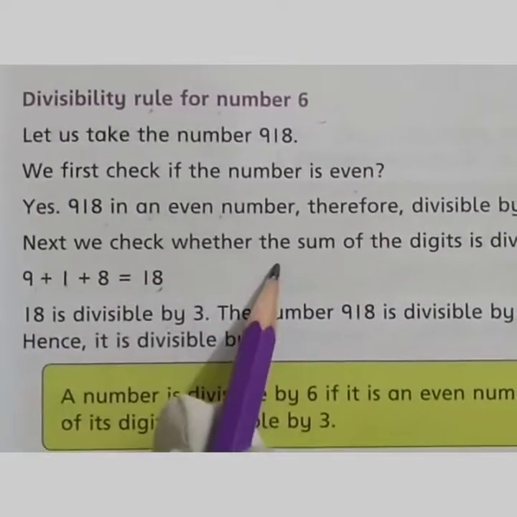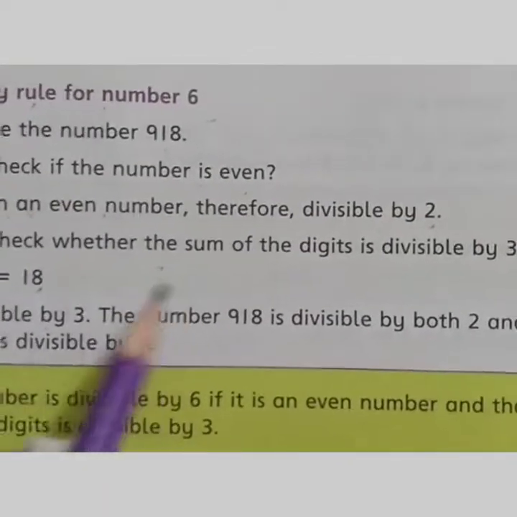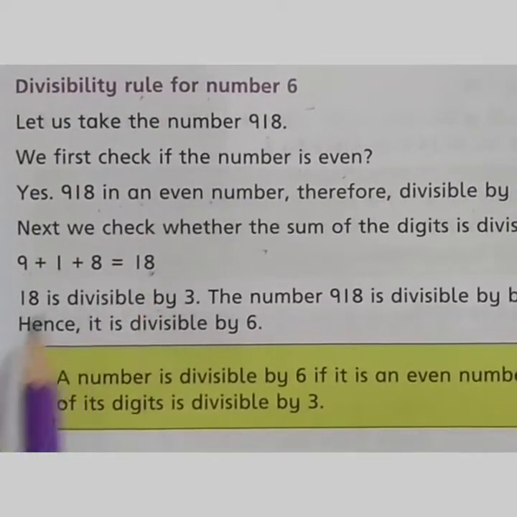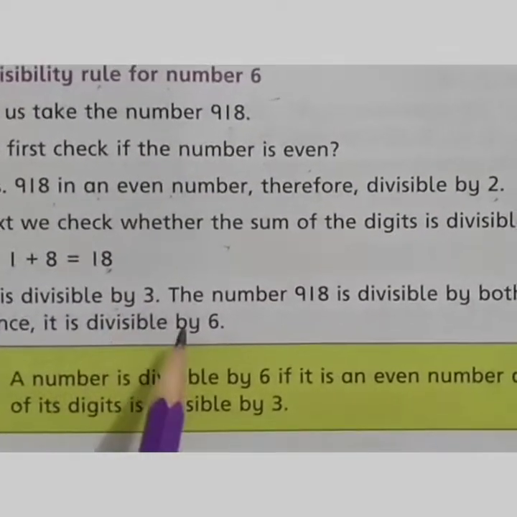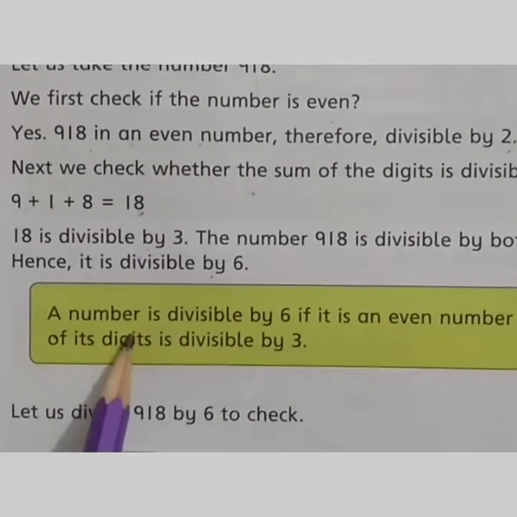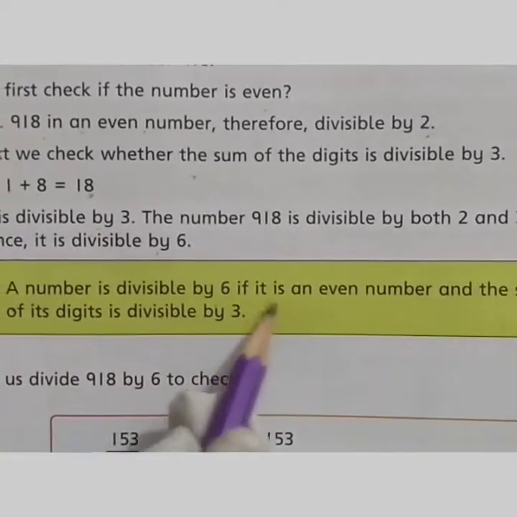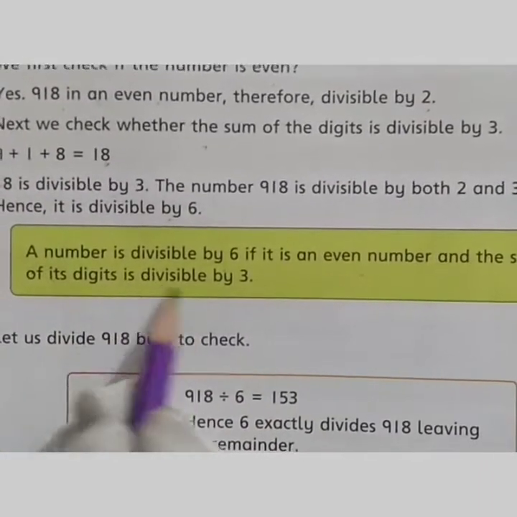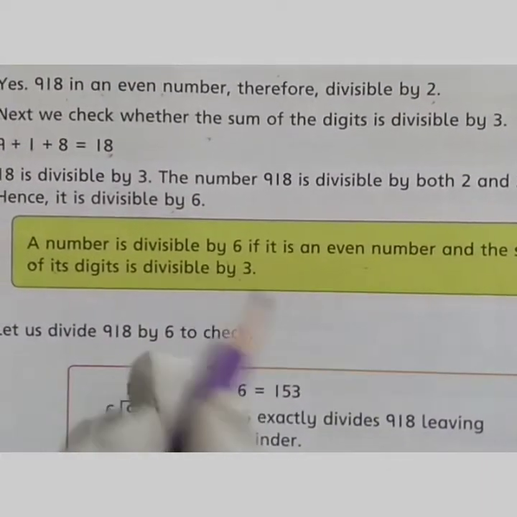Next, we check whether the sum of the digits is divisible by 3. Like 9 plus 1 plus 8, it is 18. Is 18 divisible by 3? Yes, it is divisible by 3. So a number is divisible by 6 if it is an even number and the sum of its digits is divisible by 3.